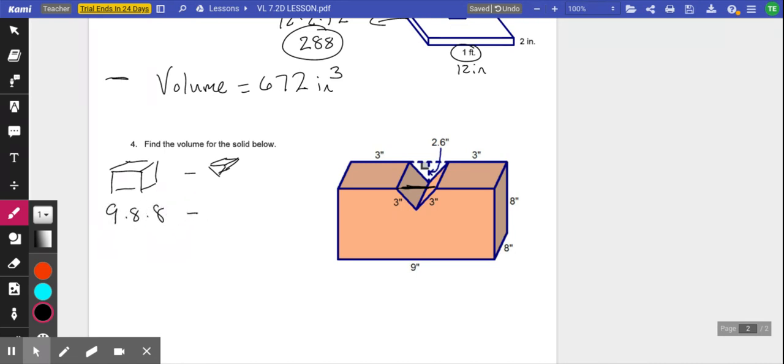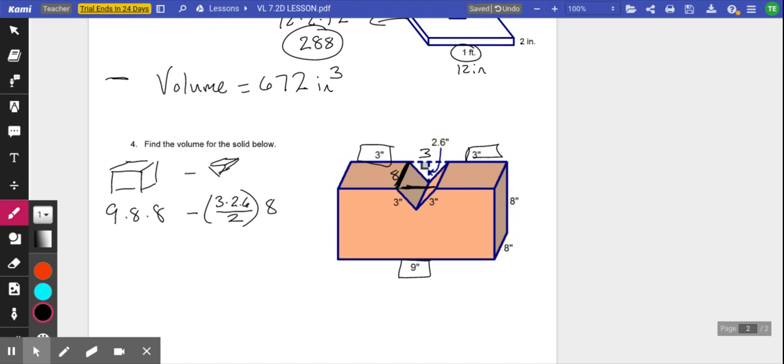For the triangular prism, I have to multiply the area of the triangle. So I have to think about this. If this whole thing is 9, and that is 3, and that is 3, then my base over here has to be 3. So the triangle's base is 3, and the triangle's height is 2.6. And because it's a triangle, I have to divide by 2. But then I have to multiply by the height of the prism. The height of the prism is the distance between the two triangles. So the height of the prism is still an 8. So here I have to multiply by the 8.